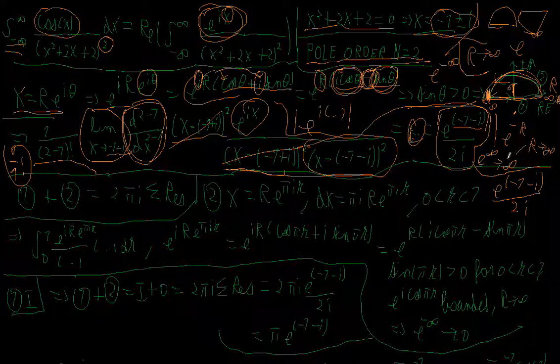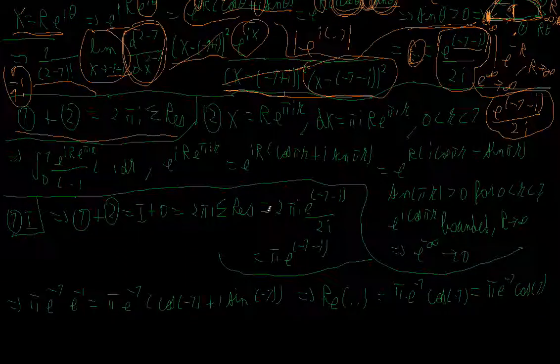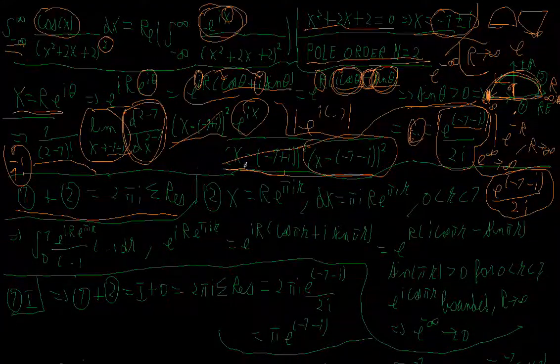Yes, so now I have my only residue, and now I can use the residue theorem as usual. So my contour integral, which is split into two parts, the part along the real axis and the part along this circular path, is equal to 2 pi i times the sum of the residues.